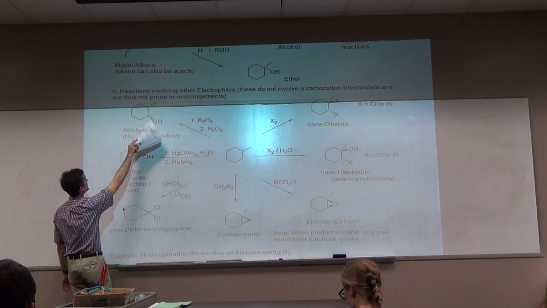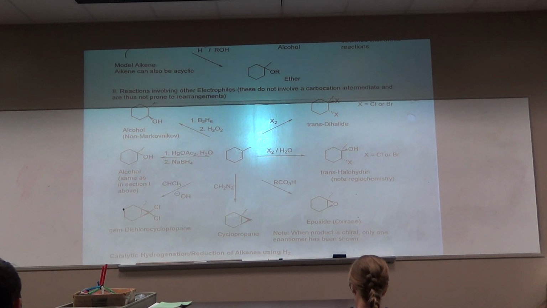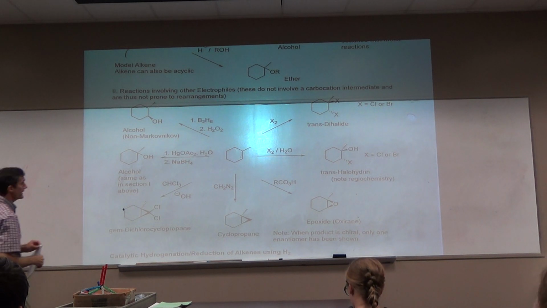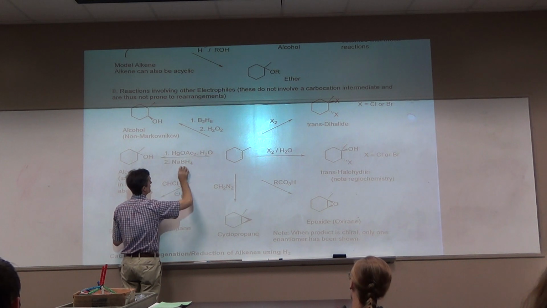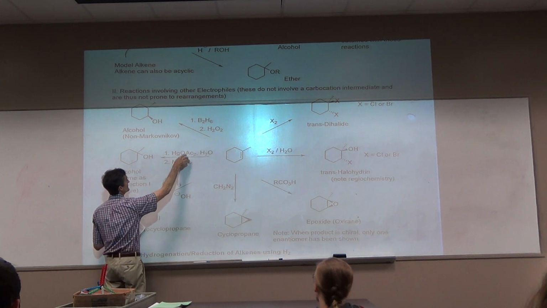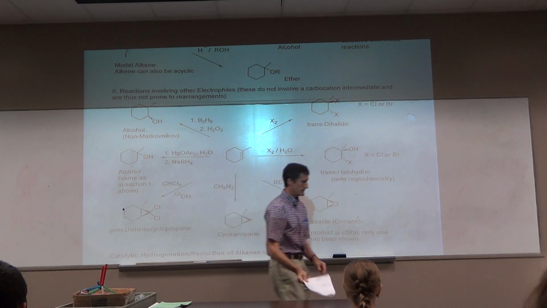Of course, since we're under Roman numeral 2 here, or B on the other sheet, these do not involve carbocation intermediates. So what is the mechanism? What is the reagent? First off, this is mercury and water, followed by sodium borohydride. Then we'll look at BH3 followed by peroxide.